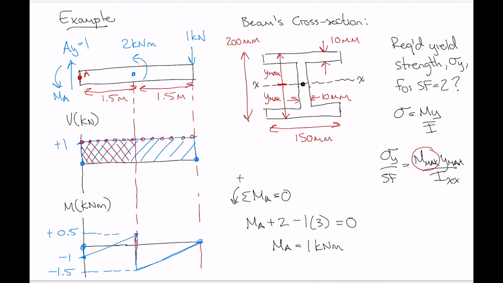Let's check the math on that. The area inside the corresponding portion of the shear diagram should be the change. So that area should be 1.5, and it is 1.5, which is 1.5 times 1. Okay, so the moment diagram is taken care of. We can see from the moment diagram that our maximum moment is -1.5 kilonewton meters.